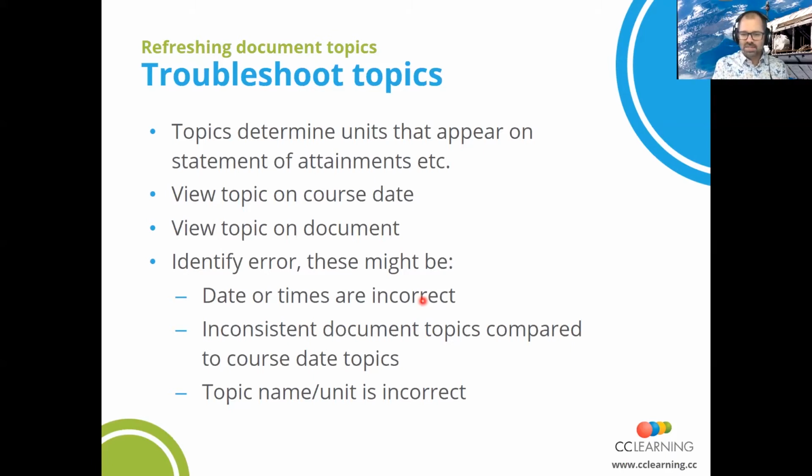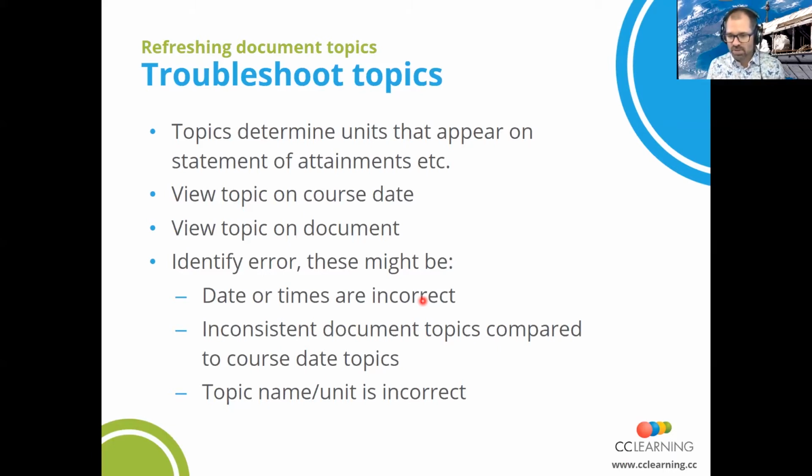There may be inconsistent document topics compared to the course date topics. So if, for example, you look on the course date and you've got a certain number of document topics there, you may look on the document and go, hey, there's some missing, or there's some extra ones on there, or they've got different names on there. And that's likely because of a transfer from another course into this course, where that checking of the document topics has not been carried out, and therefore you've got an inconsistency between the course date and the document topics.